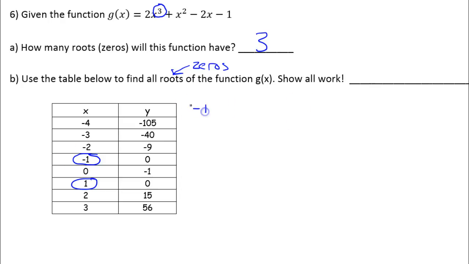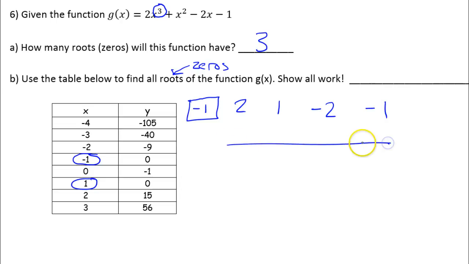So let's begin our synthetic division. So -1, and then we have 2, 1, -2, -1. I bring down the 2. 2 times -1 is -2. Add them up, you get -1. Multiply, you get +1. Add them up, you get -1. Multiply, you get +1. Add them up, you get 0. So far I have this. I used the -1, so I should definitely go ahead and record that -1.